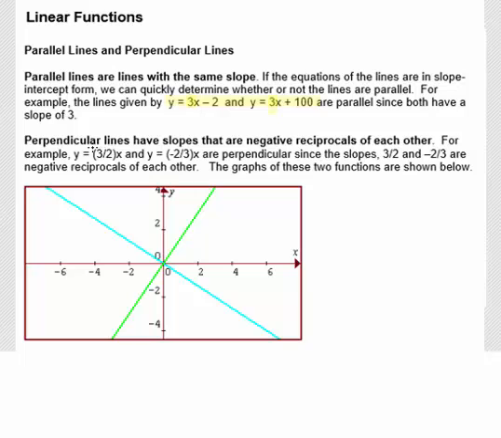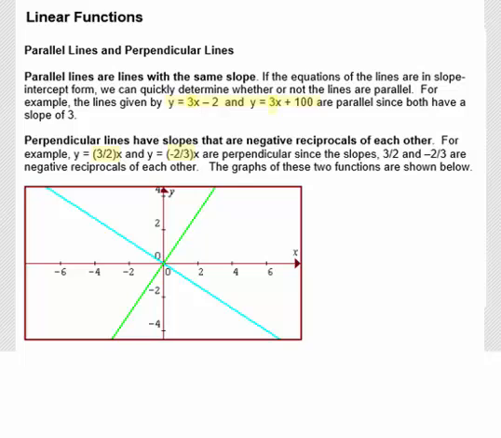Perpendicular lines have slopes that are negative reciprocals of each other. Here we have an example. y equal 3/2 x, which has a slope of 3/2, and another line y equal -2/3 x, which has a slope of -2/3. These slopes are negatives of each other and reciprocals of each other. So these are perpendicular lines, and I have both lines plotted below here.